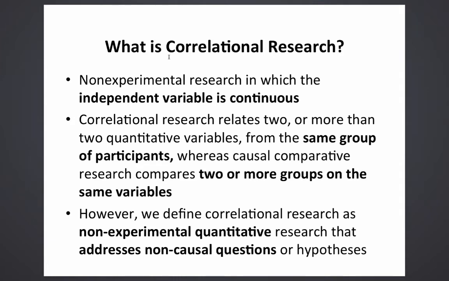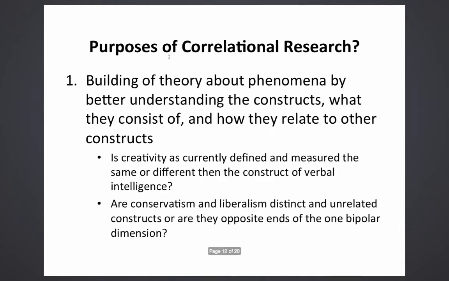So, correlational research. This is the world where everything is continuous. Independent variable is continuous, dependent variable is continuous. You're trying to relate two variables together and establish the nature of the relationship, the magnitude of it, the direction of it, and you're trying to essentially just describe the association. We use correlational research to build theories. We use it to understand how things are related to one another.